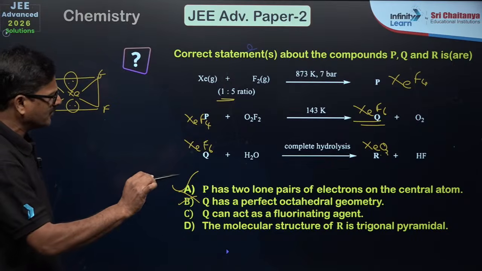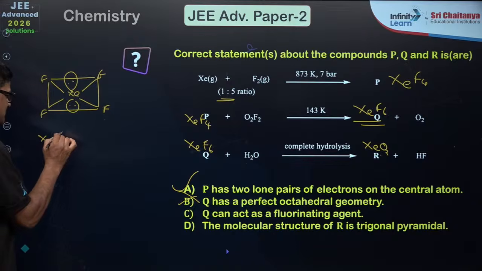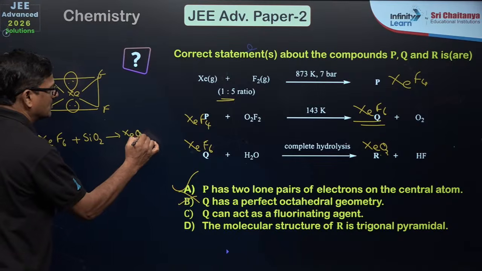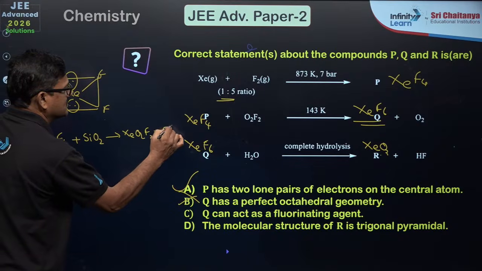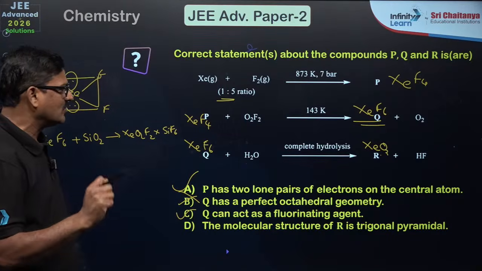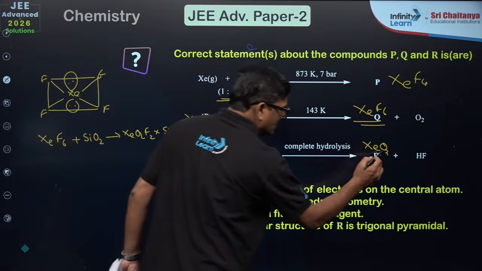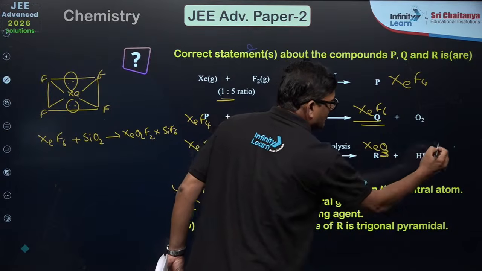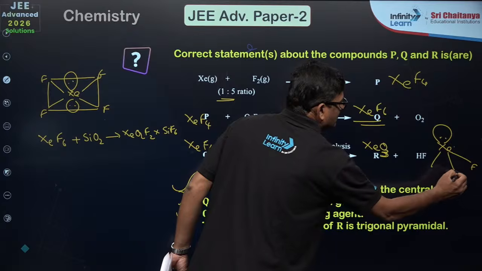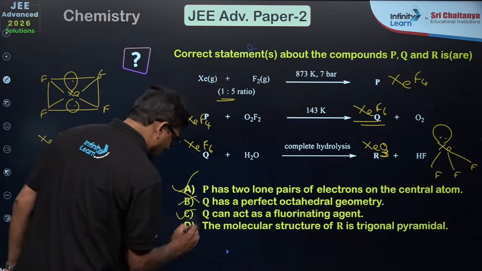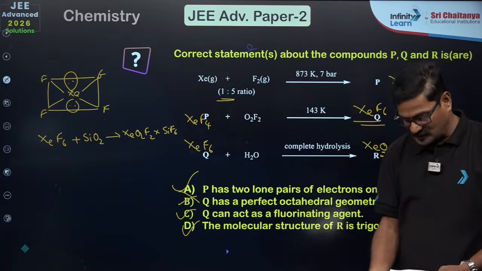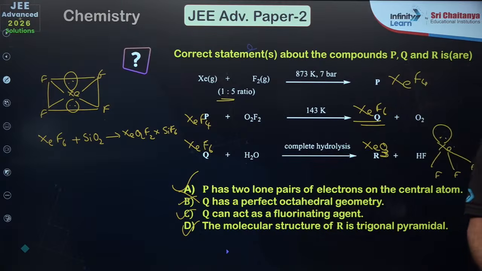Q can be a very good fluorinating agent. Yes, XeF6 can react with silicon dioxide, gives rise to XeO2F2 plus SiF4. It's a very good fluorine donor. It's correct. The molecular structure of R is trigonal pyramidal. XeO3, you are going to see Xe lone pair of electrons, and oxygen, oxygen, oxygen. It is also correct. Like that, inorganic chemistry is reachable and you can do it. If you have any doubts, please let us know.